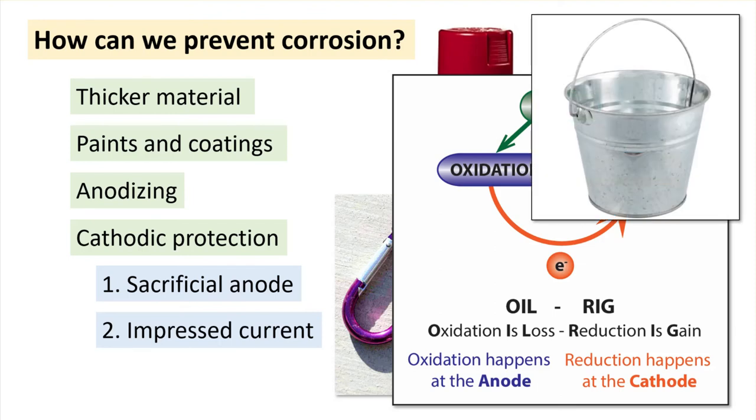Have you ever heard of galvanized steel? This is where they take steel and coat it with zinc. Why would they do this? Because zinc is more reactive than steel. So the zinc will become the anode, and steel will become the cathode. Therefore, zinc is termed the sacrificial anode. We are willing to sacrifice the zinc in order to protect the steel.